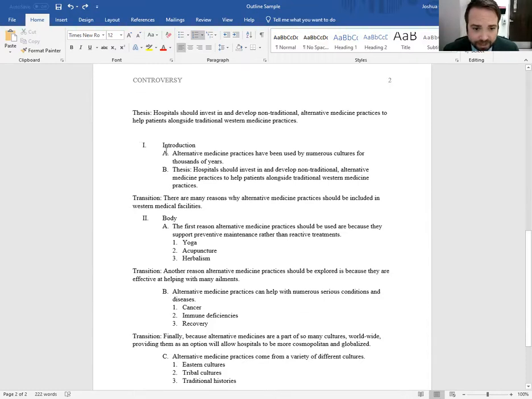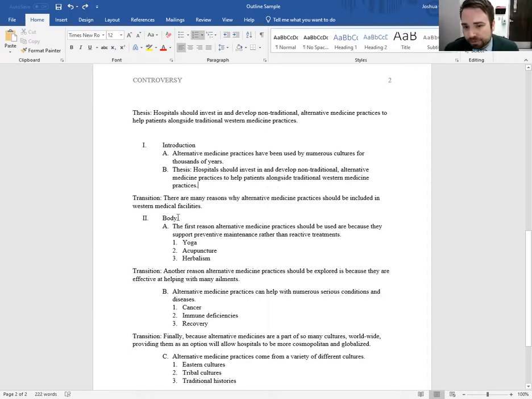I use a capital A and B afterwards for subpoints. So my introduction: alternative medicine practices have been used by numerous cultures for thousands of years, and then I repeat my thesis. Hospitals should invest in and develop. Notice I then use a transition to move from my introduction to my first main body point. My transition is there are many reasons why alternative medicine practices should be included in Western medical facilities.